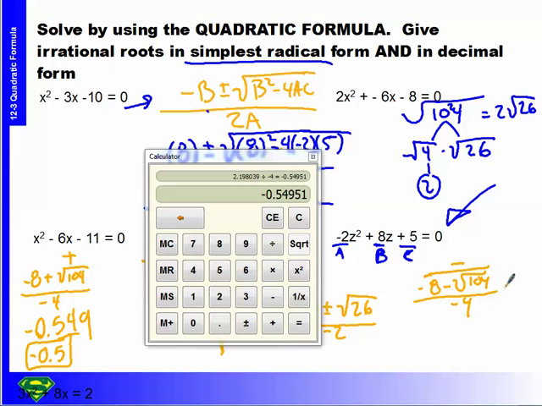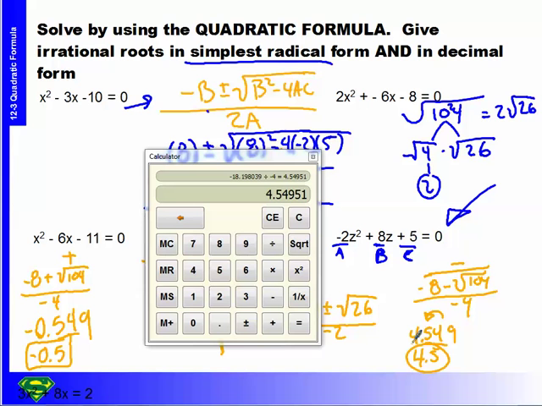Over in the negative world, now this is going to be interesting, we're going to get an answer that's bigger, because we have the square root of 104, and that's a negative, and we're going to combine that with -8. And then we're going to divide by -4. And lo and behold, I get a positive answer of 4.549. We're rounding to the nearest tenth. This is a 4. Therefore, we're rounding down to 4.5.